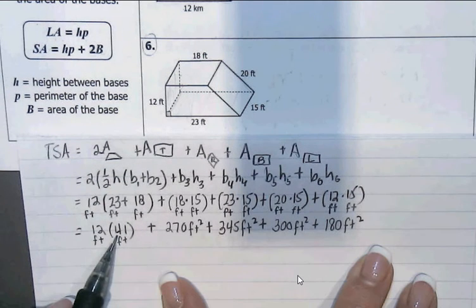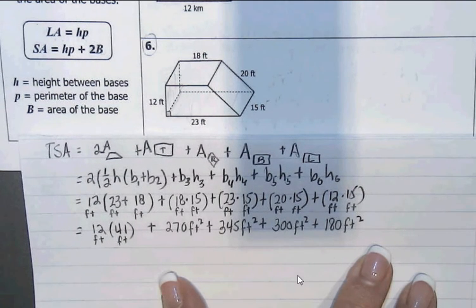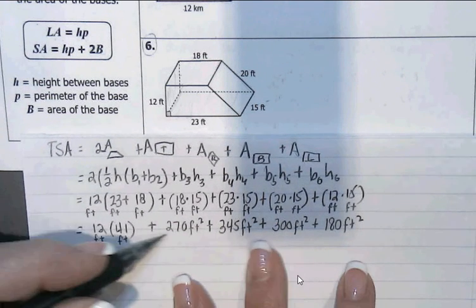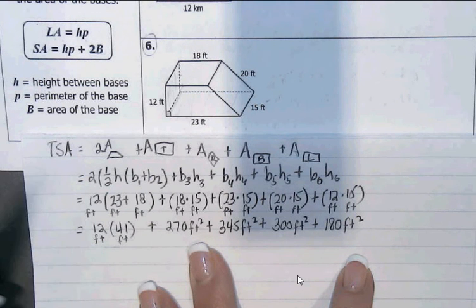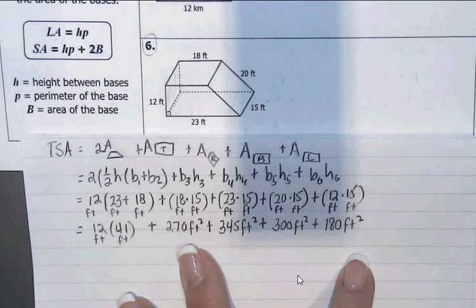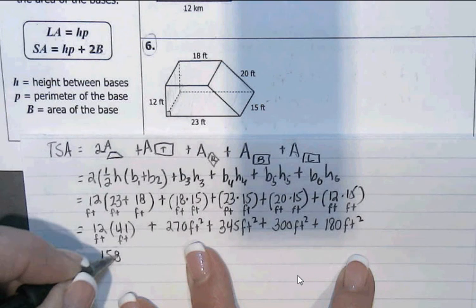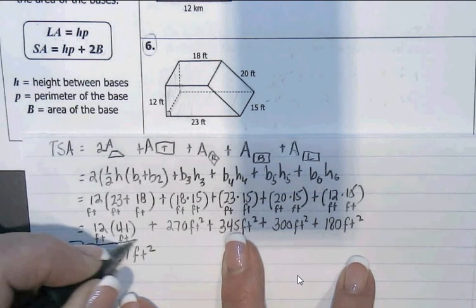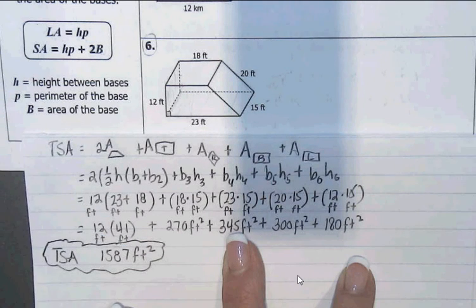And now I just need to multiply my 12 times 41, and that's 492. And now I'm going to add to that, and it was feet times feet or square feet, so I'm just going to add my 270, my 345, my 300, and my 180 to the 492 I got from the beginning, and I get 1,587 square feet is my total surface area for the trapezoidal prism.